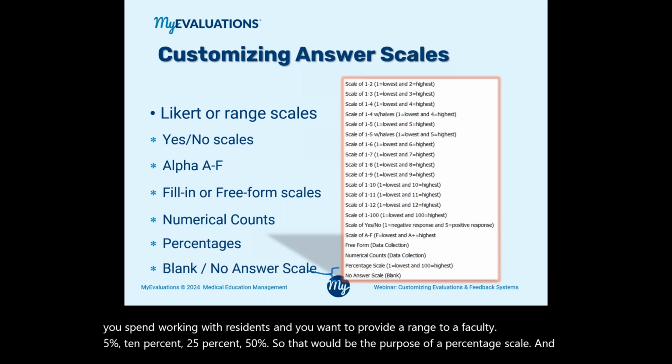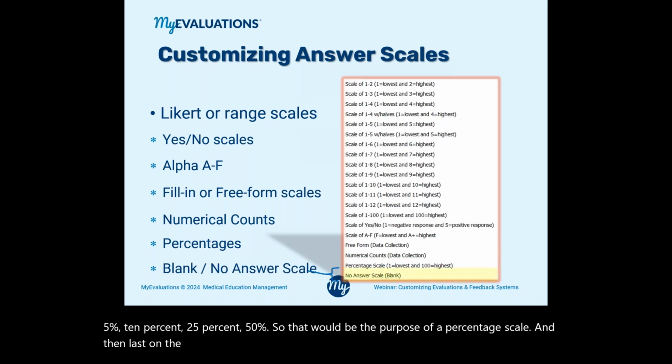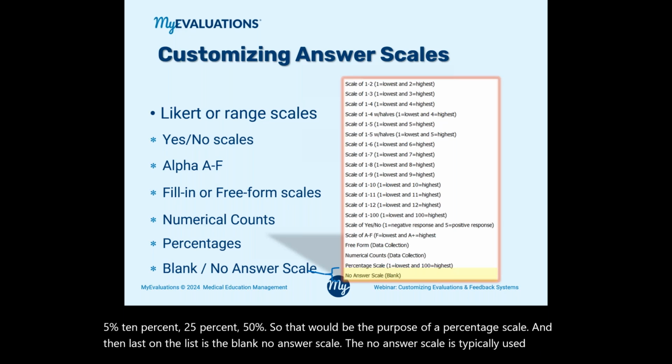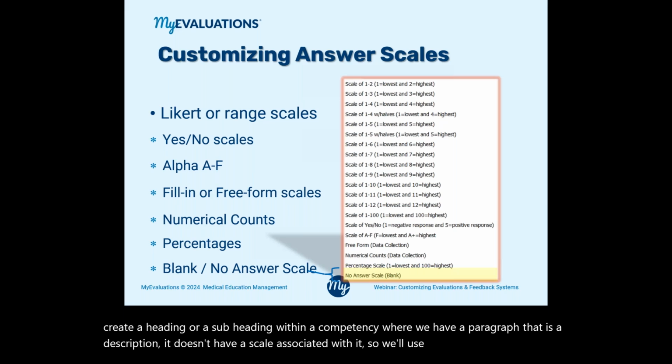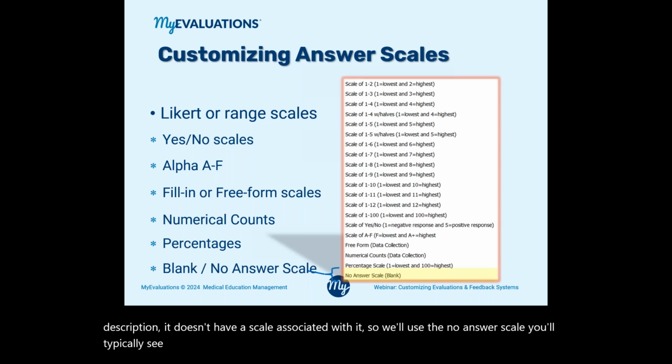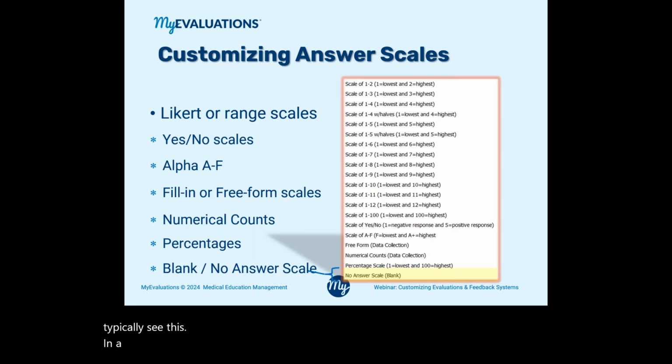And then last on the list is the blank no answer scale. The no answer scale is typically used to create a heading or a subheading within a competency where we have a paragraph that is a description. It doesn't have a scale associated with it, so we'll use the no answer scale. You'll typically see this in a design and evaluation custom evaluation. So in that custom evaluation, we'll use a blank no answer scale option.